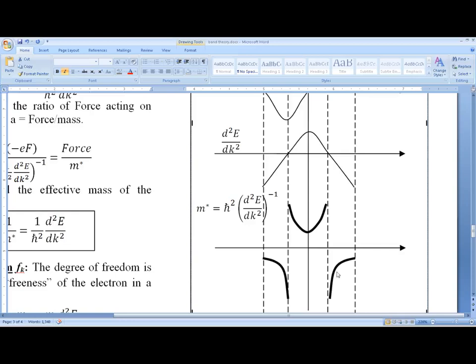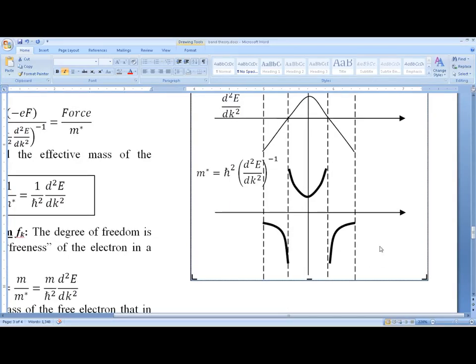So this is one way, this is the other way. And as this is the negative quantity, 1 by negative quantity has some value like this. So this is the surprising graph for the effective mass m star. And surprisingly, the m star is actually going to infinity also in some points. That's why we called it effective mass. We did not call it mass, because mass can never be infinity.